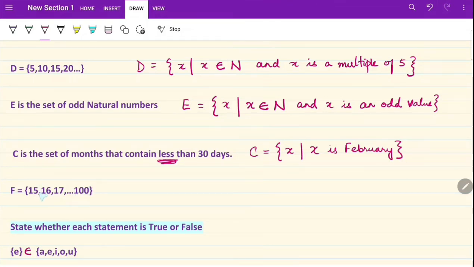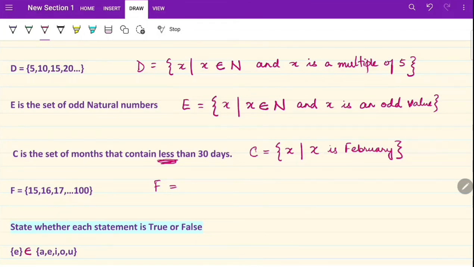However, here we start from 15, 16, 17. So we do represent 3 numbers, and this gives an idea of the pattern in which the rest of the elements would progress, but the last element in the set is 100. To write it in set notation, it's the same as what we used before. You start with F equals.